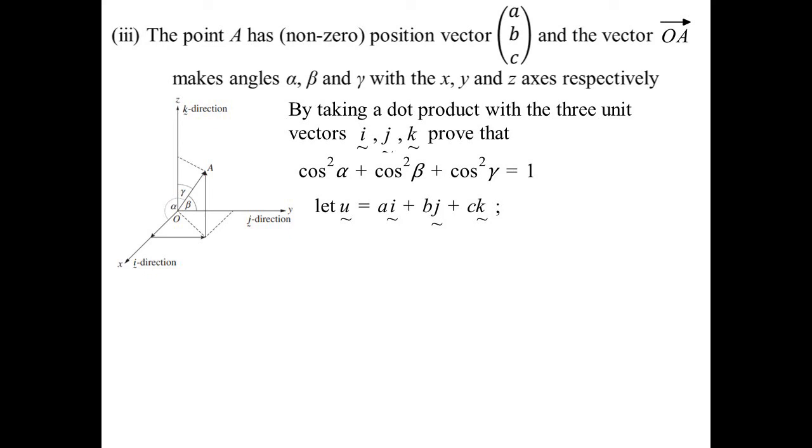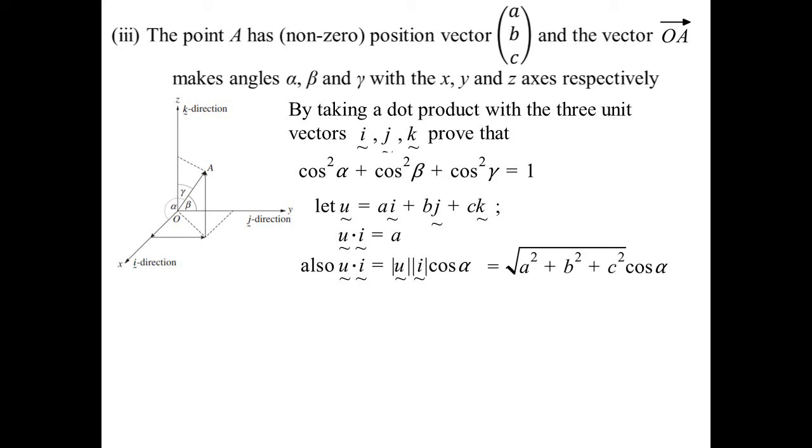So I'm going to let our vector be A in the i direction, B in the j direction, C in the k direction. So I'm writing it in component form. So u dot i, so that's the dot product with i, will simply be A. Remember, i is the unit vector 1, 0, 0. But also, it'll be the magnitude of u times the magnitude of i times the cosine of the angle between. And we've defined that to be alpha. So the magnitude of i is just 1. So the magnitude of u will be the square root of A squared plus B squared plus C squared.